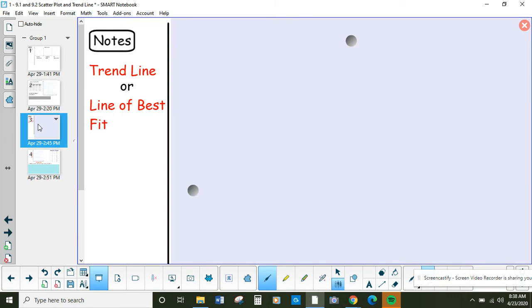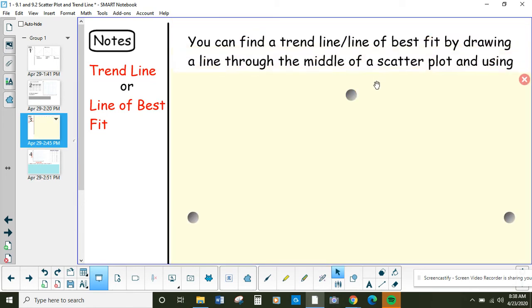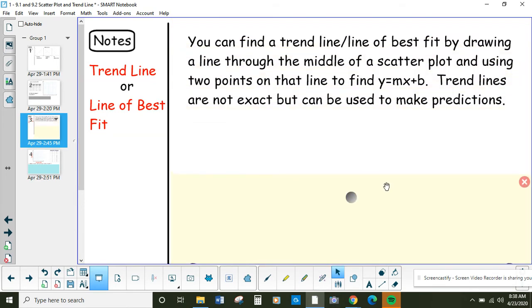So let's go ahead and take a look at this new vocabulary word we're going to learn right now. We're going to learn something called the trend line. In some books, some teachers, some tests will call it line of best fit. But trend line and line of best fit mean the same thing. And we're going to have this vocabulary word on our next quiz. So let's make sure we pay attention to that. So, what does that mean?